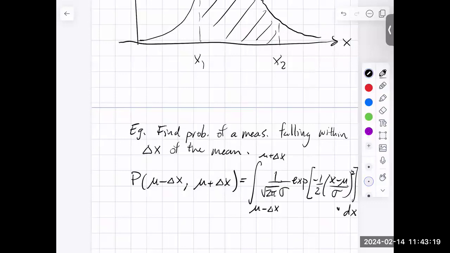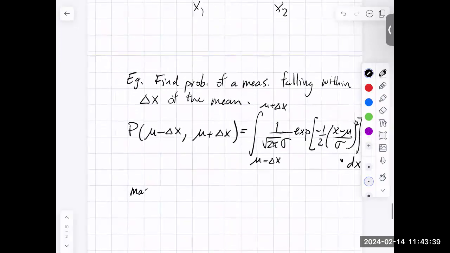Okay, now we're going to see that this integral is not easy to evaluate. In fact, I think you can only evaluate it numerically, but we can reformulate this to put it in a bit of a nicer form. And we're going to do that by making a substitution. So let's make a substitution. z is going to be equal to x minus mu over sigma. So it's just the stuff that's inside the square of that exponential.